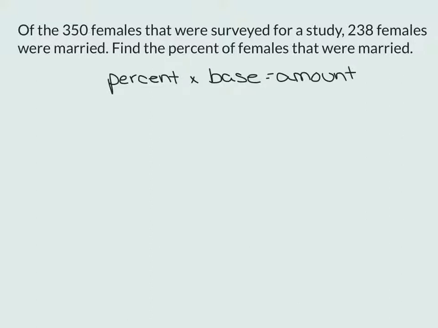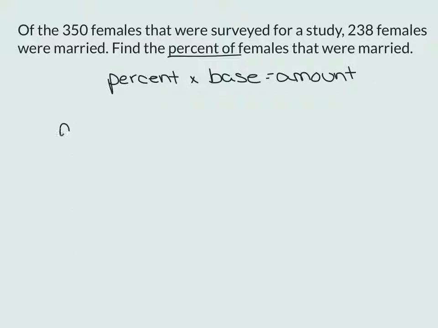We're going to use the percent equation to solve this problem. We're asked to find the percent, so we need to identify the base and the amount. The base can be thought of as the whole, because percents are just parts to a whole. So the base is the total number of females in the study, and the amount is the part to our base, which is the females that were married.